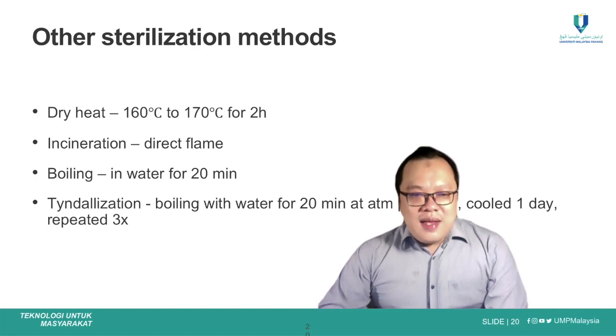Other sterilization methods, such as incineration or direct flaming, will kill most of the microorganisms and the endospores of bacteria and fungi. Incineration or direct flaming is used to sterilize our inoculation loop or needle.